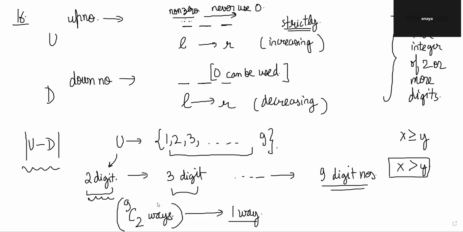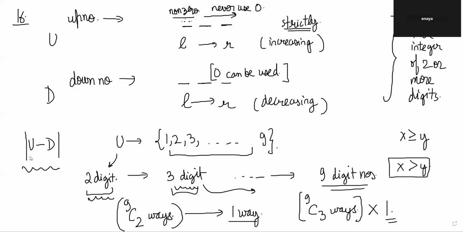So ultimately, creating a three-digit up number is simply selecting three digits, 9C3 ways, because after that you can arrange them only in one way. If there was no restriction on arranging them, we could have arranged three digits in 3 factorial or 6 ways. But now we have only one way.